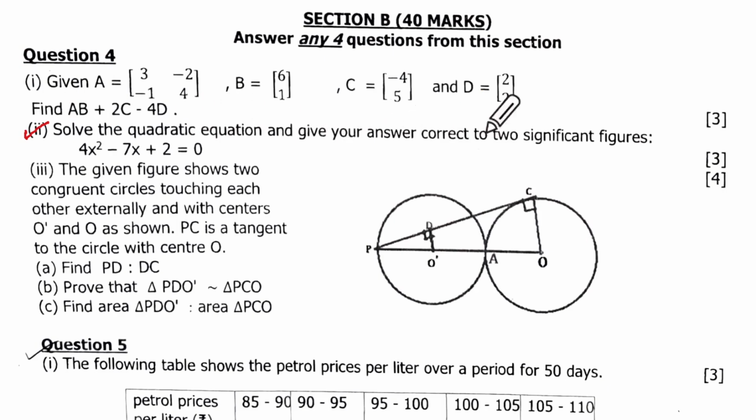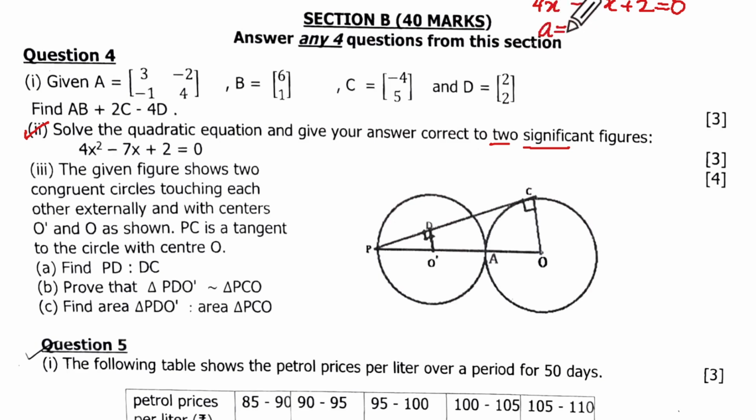Solve the quadratic equations and give your answer correct to 2 significant figures. So here you will have to use your formula, correct to 2 significant figures. 4 2's are 8, so you cannot have the sum as minus 7. So what will we write here? 4x squared minus 7x plus 2 equal to 0. Now the product is 8 and the sum is -7, which is not possible to factorize. So you will use the formula.